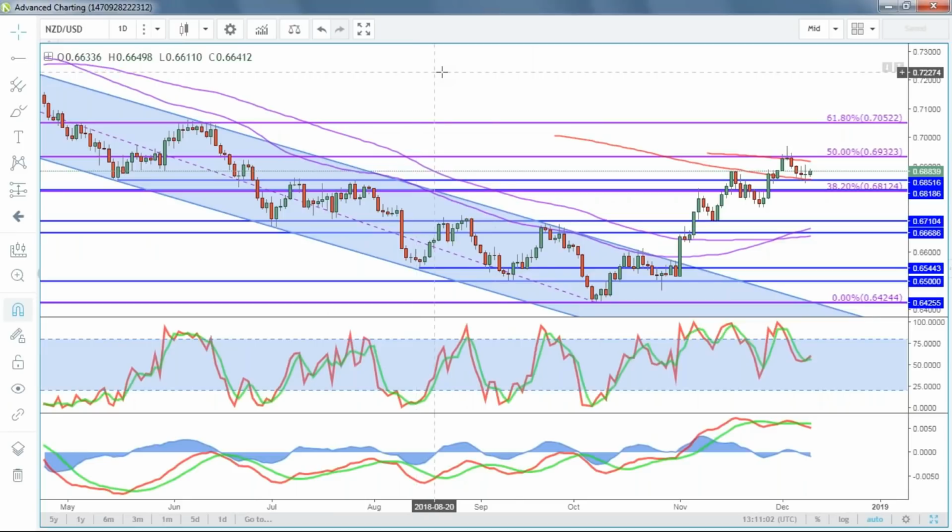Kiwi dollar I think is really interesting. We've had such a lovely move from this falling channel, but now I'm wondering if we are going to see some temporary reprieve because it's been such an aggressive move to the upside. We've really achieved these levels on quite a quick basis, but momentum seems to be lacking. We are seeing it on the MACD histogram here. We've seen two lower highs consecutively, and we're trading in negative territory on the histogram.